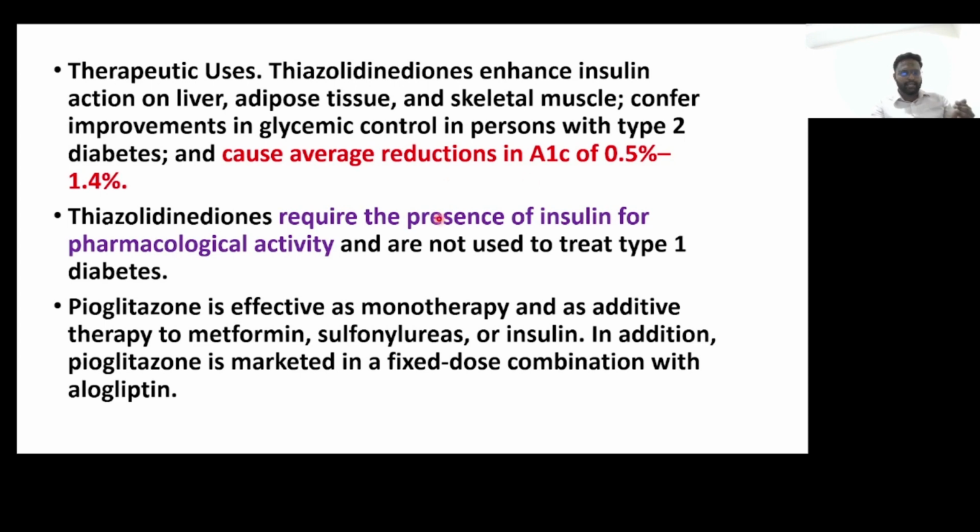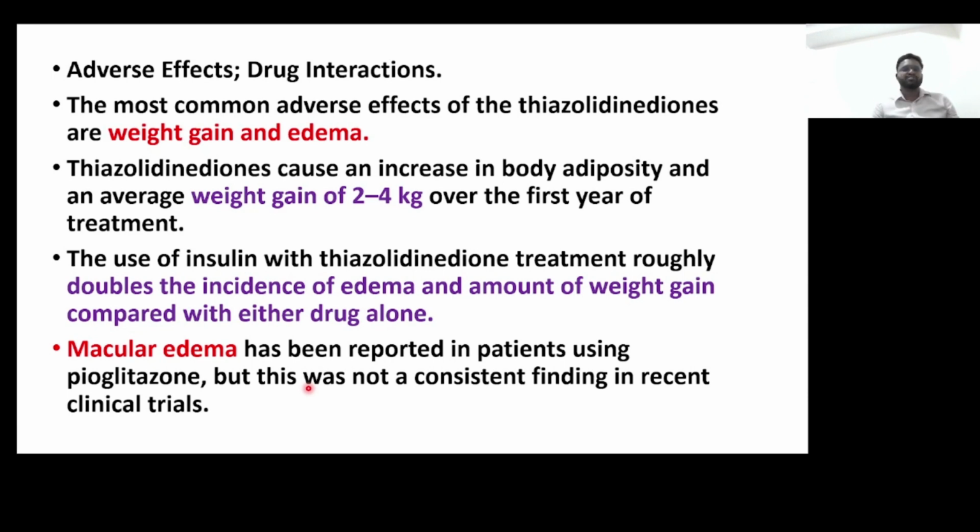These thiazolidinediones require the presence of insulin for pharmacologic activity. That's why they are not used to treat type 1 diabetes, where no insulin is present. Pioglitazone is effective as monotherapy and also as an additive therapy to metformin, sulfonylureas, and also insulin. In addition, pioglitazone is marketed in fixed combination with DPP-4 inhibitors like alogliptin also. So what are the adverse effects of pioglitazone?